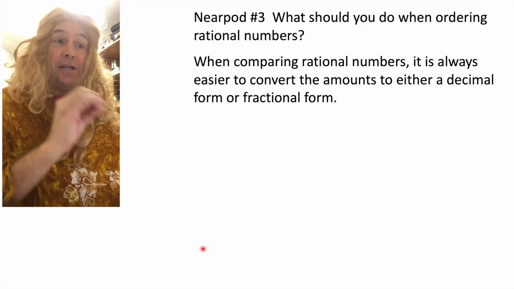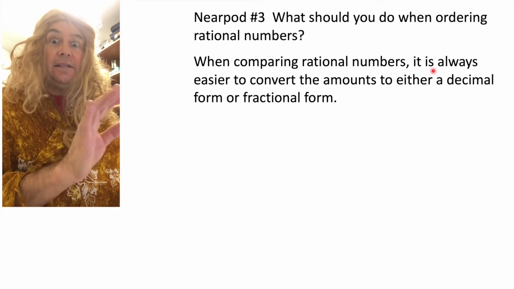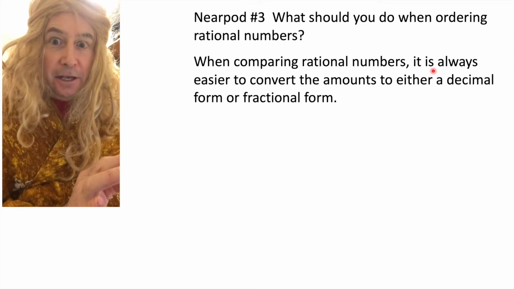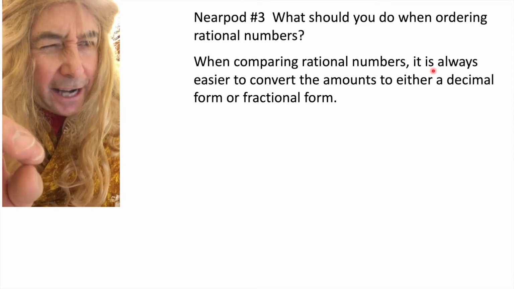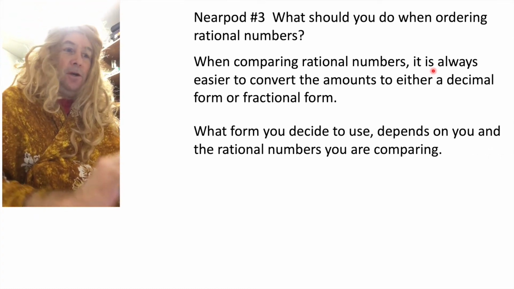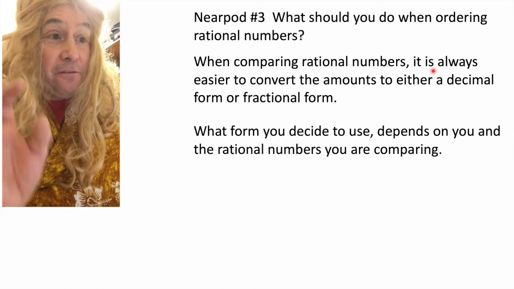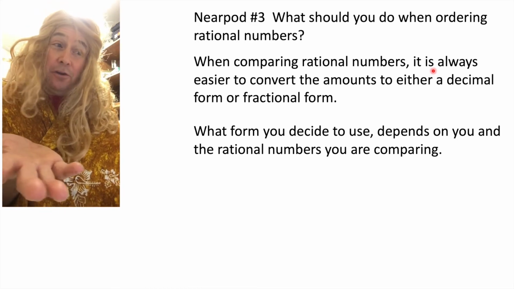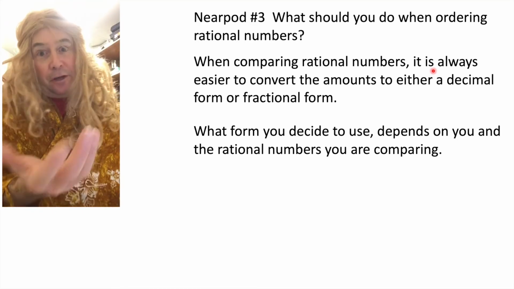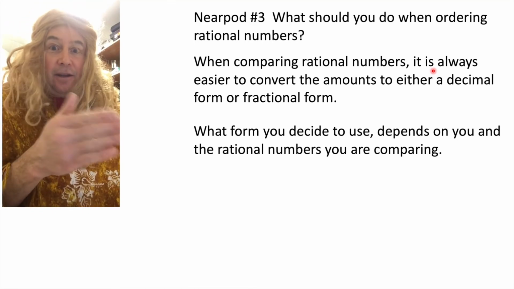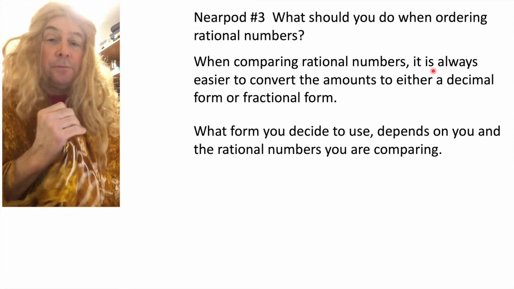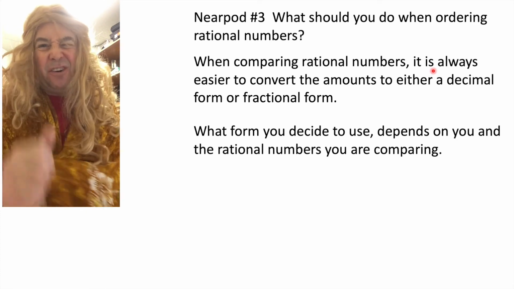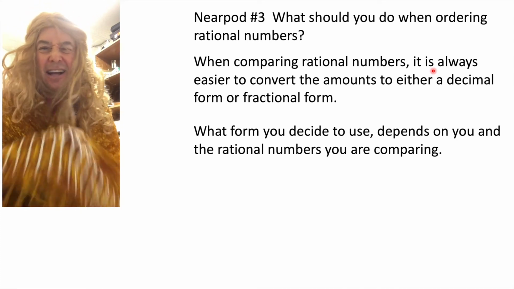When comparing rational numbers, it is always easier to convert the amounts to either a decimal or a fraction. What form you decide to convert it to depends on what numbers you're working with, okay? Sometimes you'll just say, oh, it's easy and I don't have to convert them at all. Other times you'll say, I'm going to convert these all to decimals. And sometimes you'll say, I'm going to convert them to fractions because they're pretty common fractions I can find, okay?